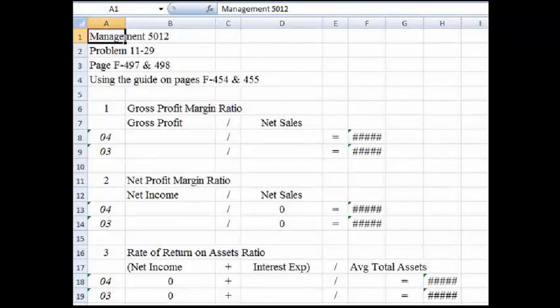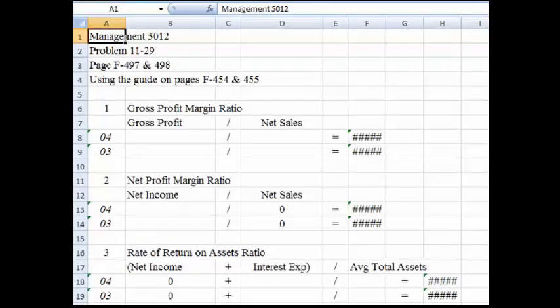Problem 1129 on pages F497 and 498 is basically just a list of financial ratios to complete. As reference for this problem, pages F454 and 455 contain the entire list of ratios that this chapter covers. The information needed to complete this problem is listed just prior to the problem on pages F496 and 497.